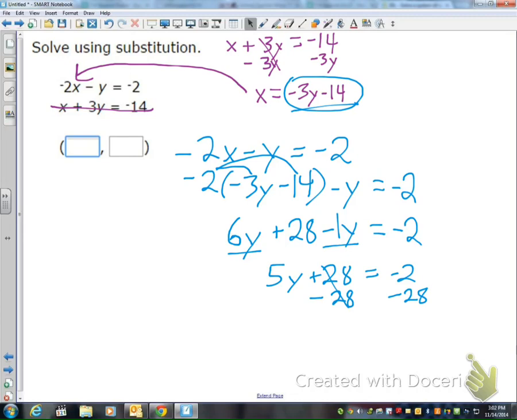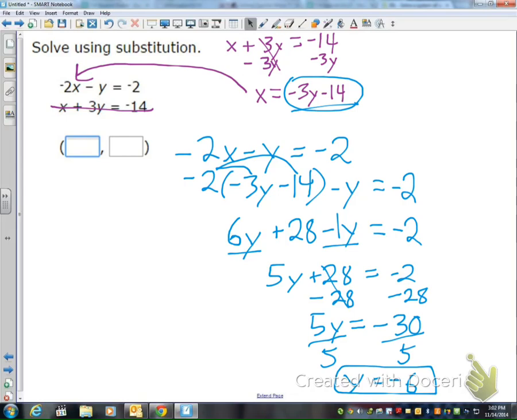So subtract 28 from both sides. That gives us 5y on the left and negative 30 on the right. Divide by 5, and we get y equals negative 6. Now, we've only got one of our variables, but it is the harder one to get. The other one's a lot easier.